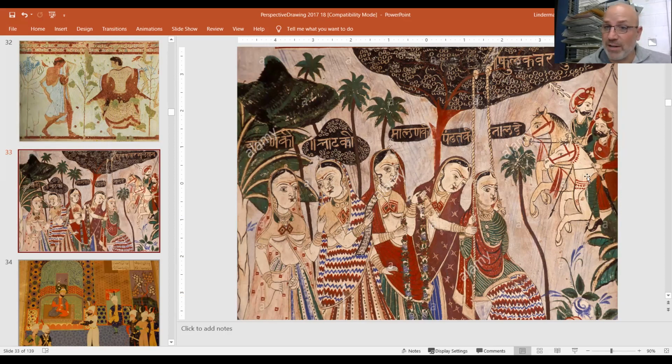They do have overlapping going on. I like how the horses are overlapped here. The people are slightly overlapped. There's some size and placement, but there's no linear perspective.